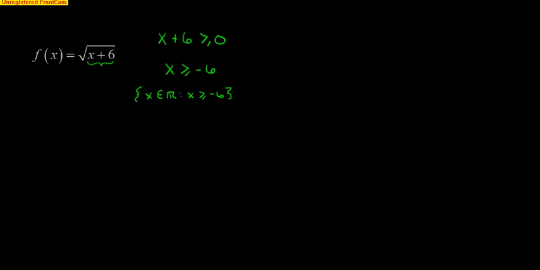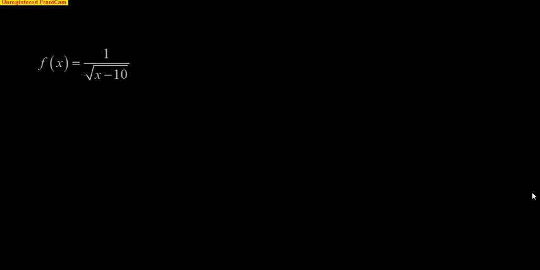Alright, so what happens when we combine a radical in the denominator? If we combine the two, the inside we still want to be greater than 0. Now notice that we have not put an equal to sign underneath, because we don't want it to be 0 in the denominator, because you can't have 0 in the denominator.